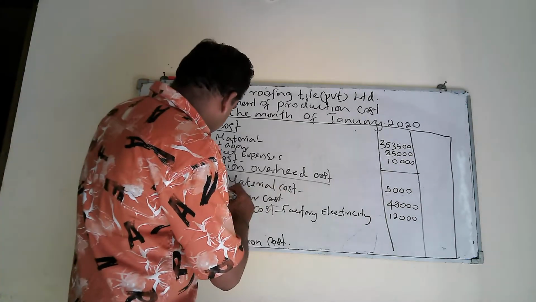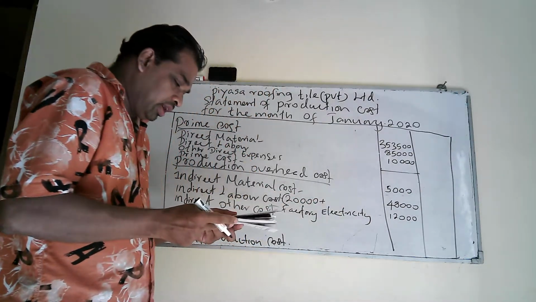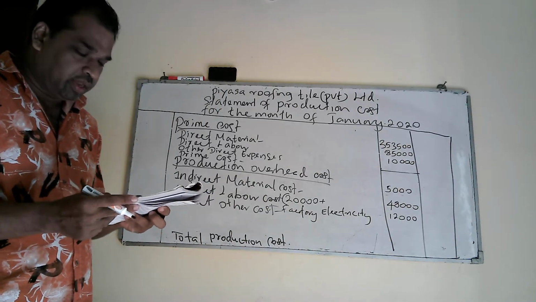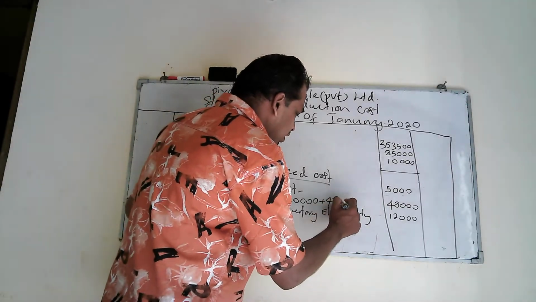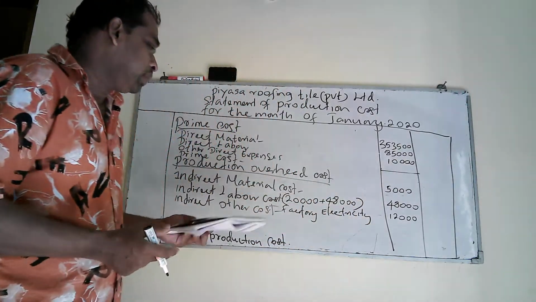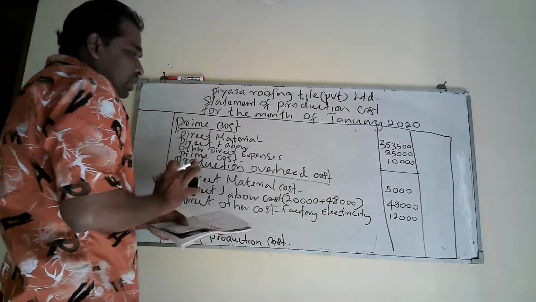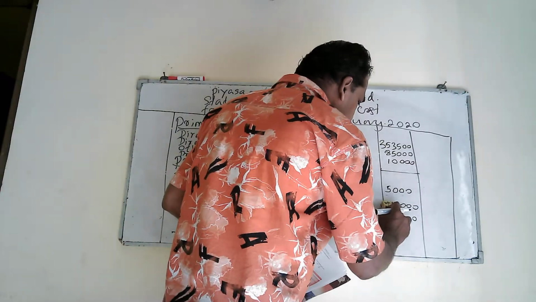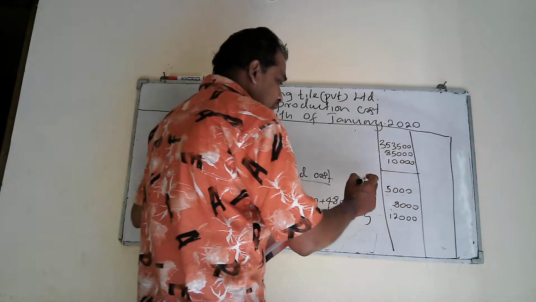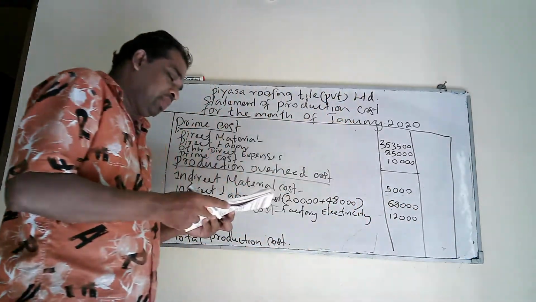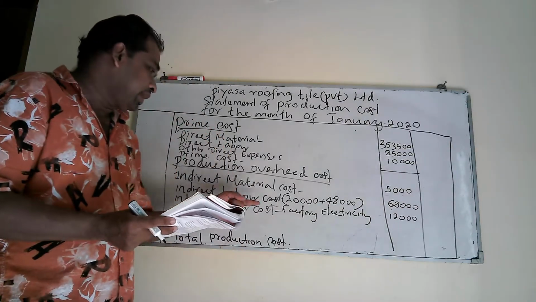Then we can prepare like this: 20,000 plus. Earlier we met supervisor salary, also indirect labor. Therefore you can just add these two, 48,000 plus another 20,000, 68,000. Supervisor salary comes under indirect labor, and the security service cost also comes under indirect labor. They don't directly involve the production process. Therefore, we can mention both items under indirect labor cost.